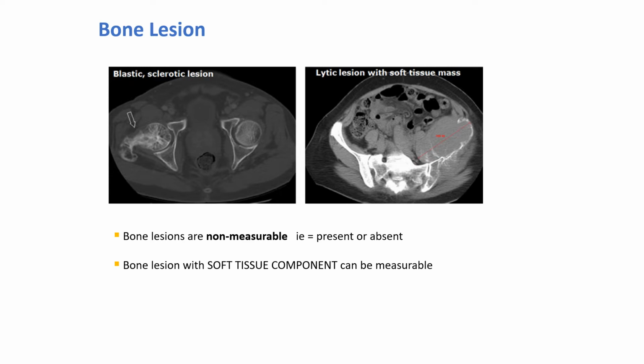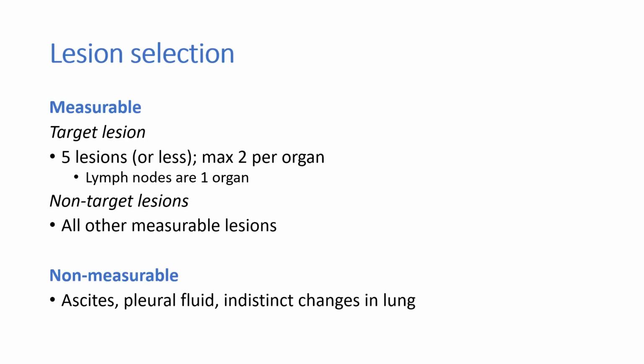They're not measurable. This is because the lesions don't really change in shape or size, even if the cancer shrinks up. So it doesn't give you a good representation of what's happening with the cancer. But you can see the lesion on the right-hand side there. It has a large soft tissue lesion that's visible, and that can be measured, and it can be used as a target lesion. So in summary, you have measurable and you have non-measurable lesions.